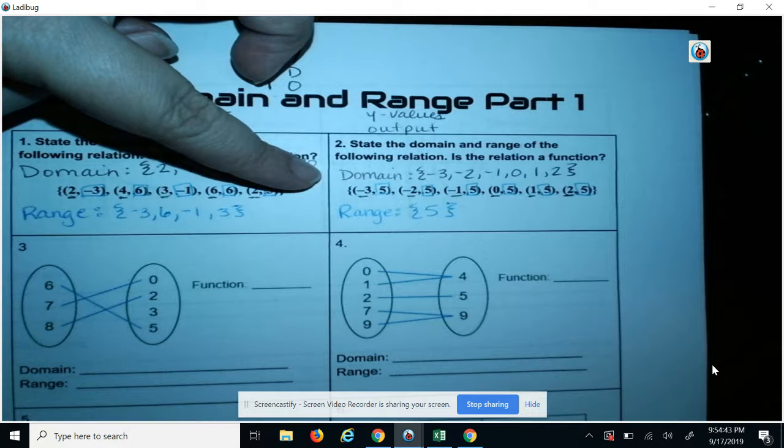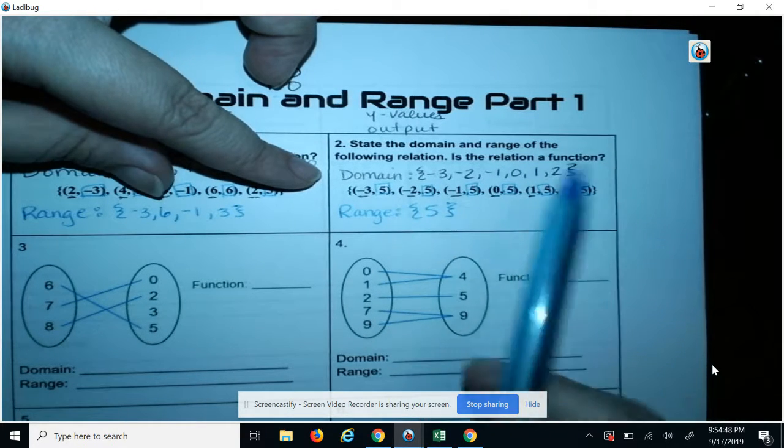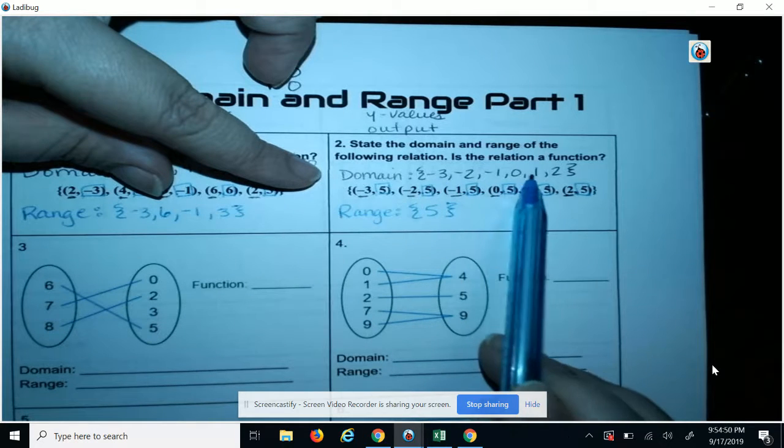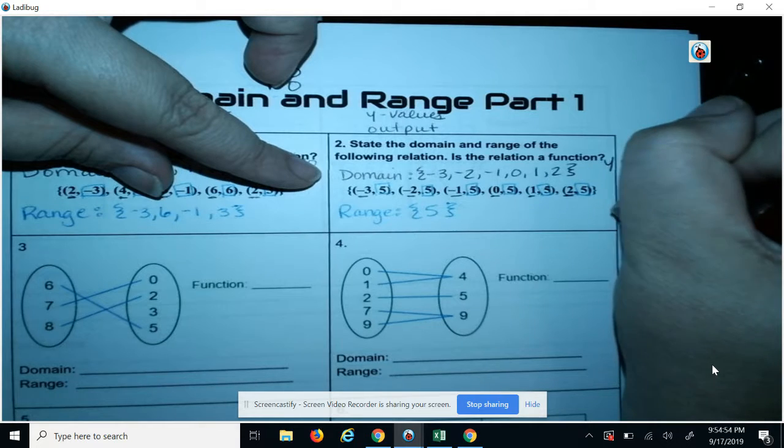So is this a relation? Is the relation a function? Well, did any of those domain values repeat? No. So yes, this is a function.